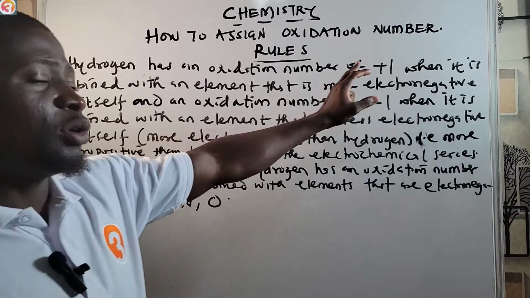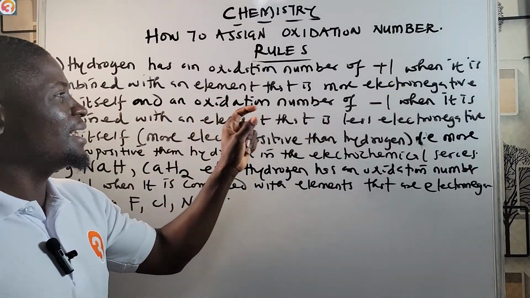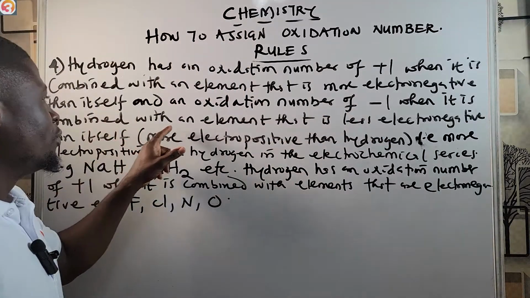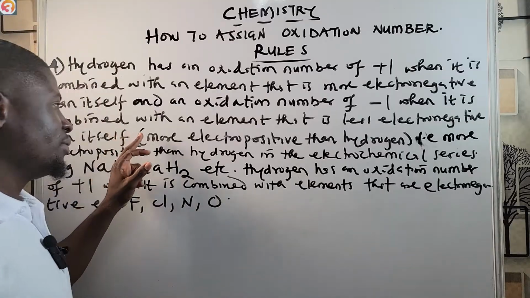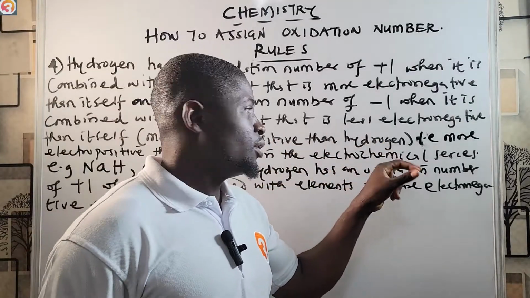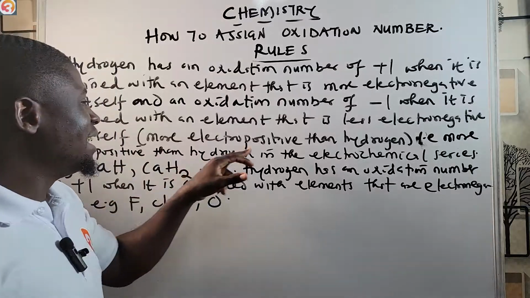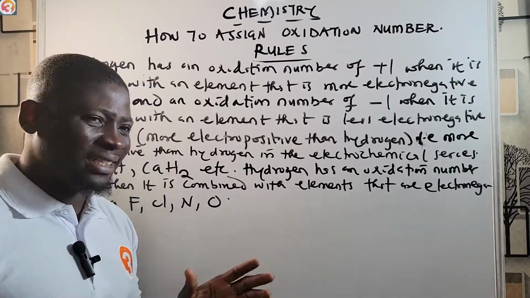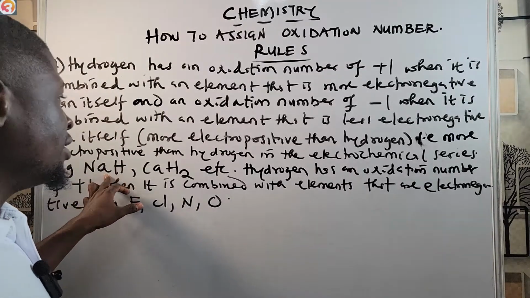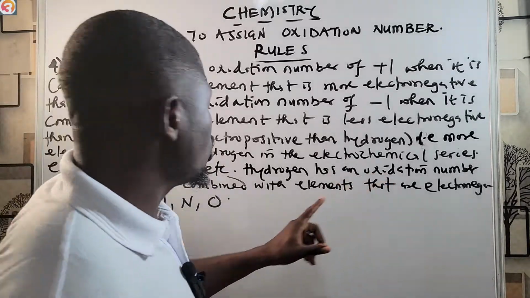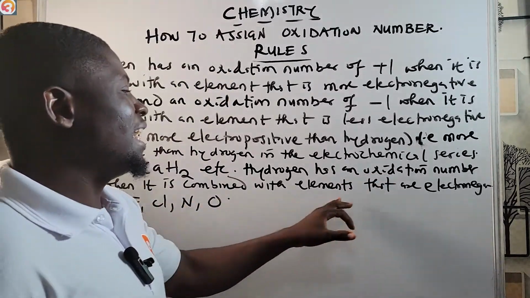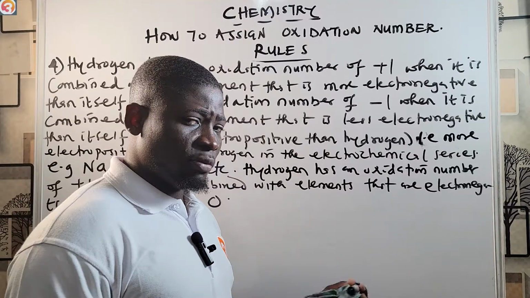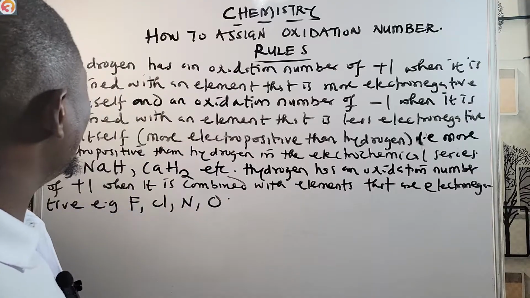Hydrogen has an oxidation number of plus 1 when it is combined with an element that is more electronegative than itself, and an oxidation number of minus 1 when it is combined with an element that is less electronegative than itself, that is, more electropositive than hydrogen in the electrochemical series. Maybe I shouldn't have written this one out again, but it's all for you to understand. So having sodium hydride and calcium hydride here, hydrogen also has an oxidation number of plus 1 when it is combined with electronegative elements like fluorine, chlorine, nitrogen, and oxygen. There are so many other ones. So that is that for hydrogen.